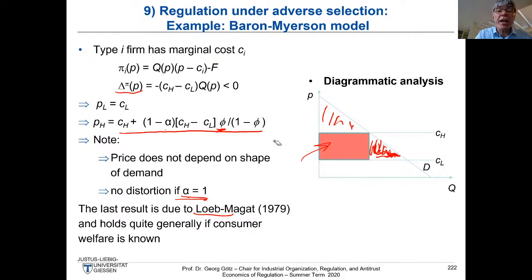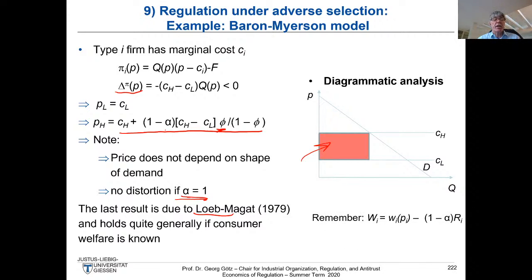Okay, that's why it makes sense to implement contracts which lead to revelation of the true type. Okay, that was the first point. Now, you want the firm to tell the truth, but at the same time you don't want to pay such a high rent. Okay, what can you do?